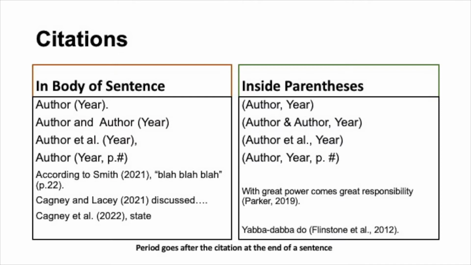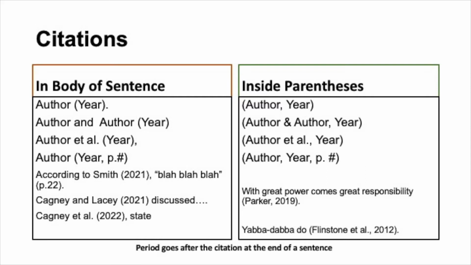Basically, all citations are going to be the same. You're always going to have to put who the author is and the year it was published. If you have two authors, you have to list both of them. So as you can see here on the left of this table, you'd have both authors' last names, and then you'd put a comma and the year.